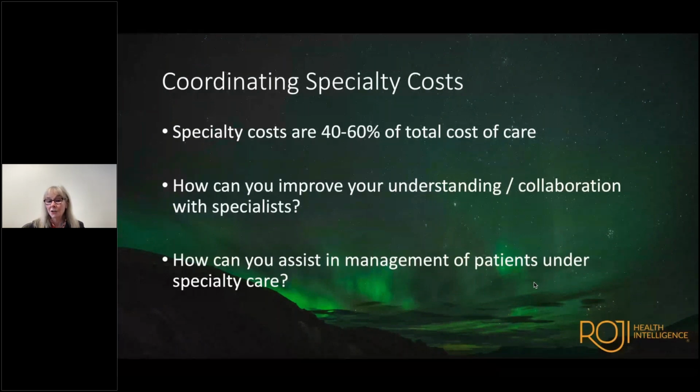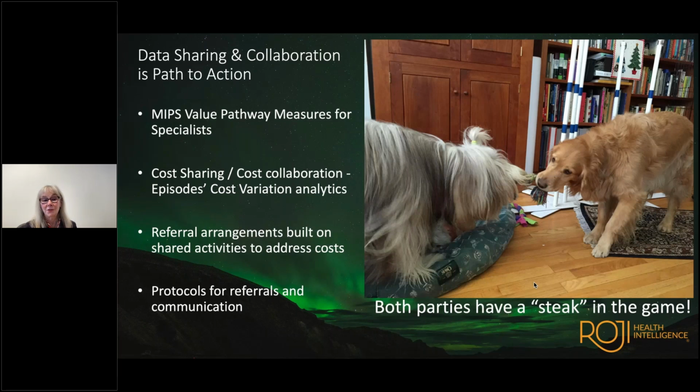The question is, how can you improve your understanding and collaboration with specialists if you're not really looking at this measure data to be able to do it? And how can you assist in the management of patients under specialty care through your primaries? Data sharing and collaboration is a path to action here. CMS has requested feedback on ACOs encouraging the use of MIPS value pathway measures for specialists. That is data that specialists may be very willing for a referral arrangement to share.